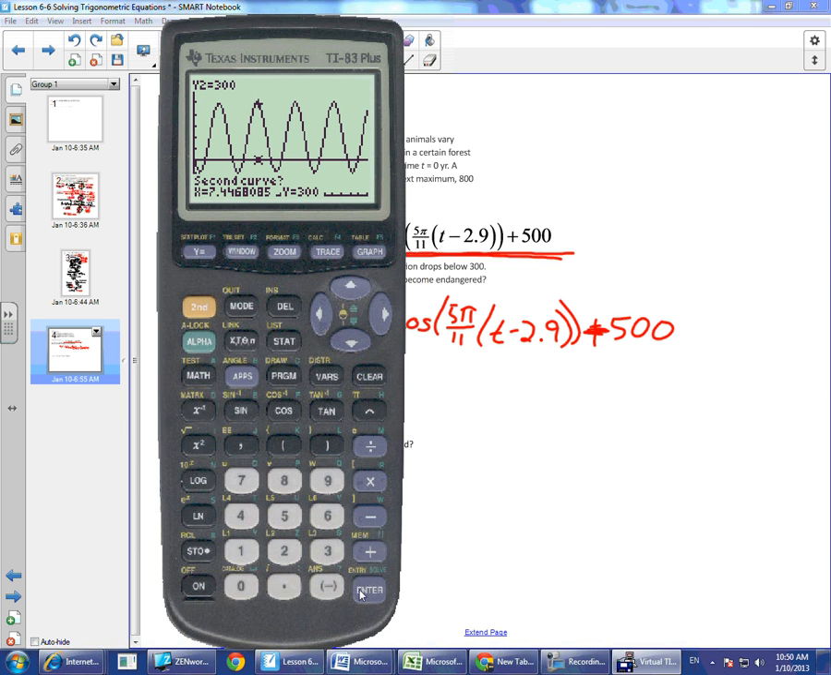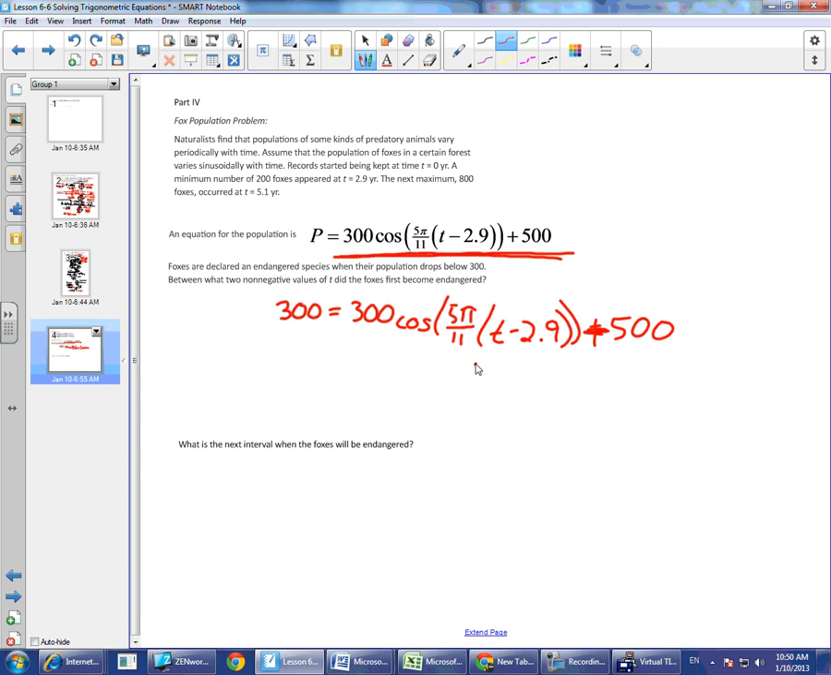Then notice the cursor goes down to the horizontal line. I'm going to choose that for my second curve. And then whatever point I want to get, I'm going to move my cursor close to it. So I'm going to move my cursor close to that first one. And I get 0.111. So my first solution is t equals 0.111.